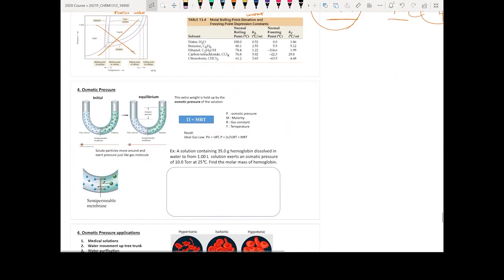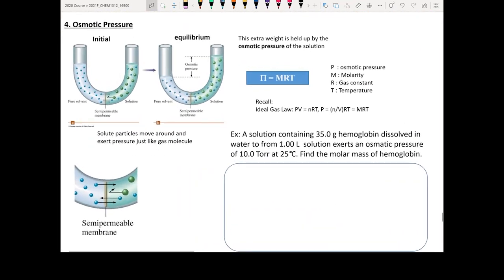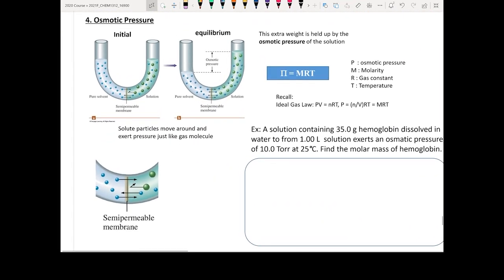The very last one that we need to go through is actually osmotic pressure. Here, I'm going to tell you the process. If you have a U-shaped tube, and between this tube you put a semi-permeable membrane, the membrane only allows your solvent to pass, but doesn't allow your solute to pass. In the beginning, they have the same height.